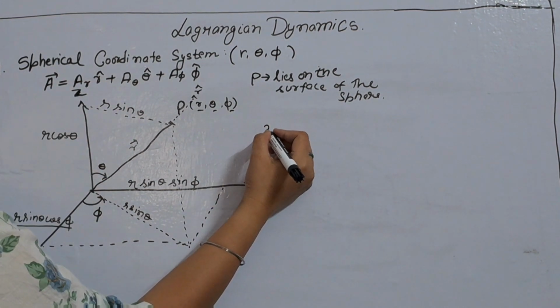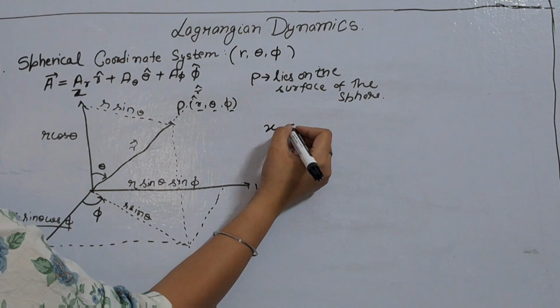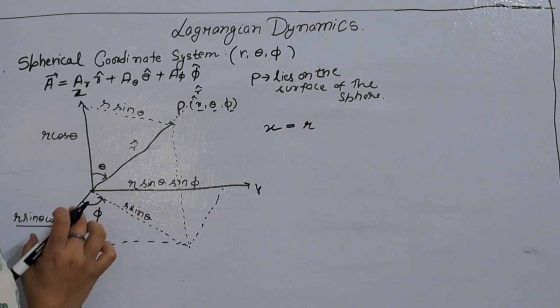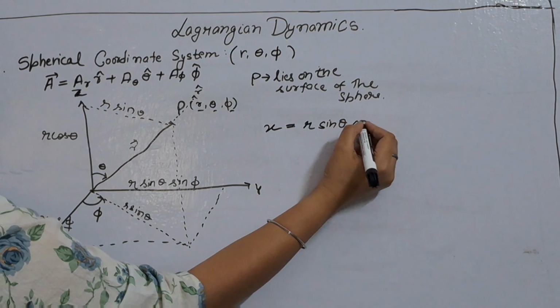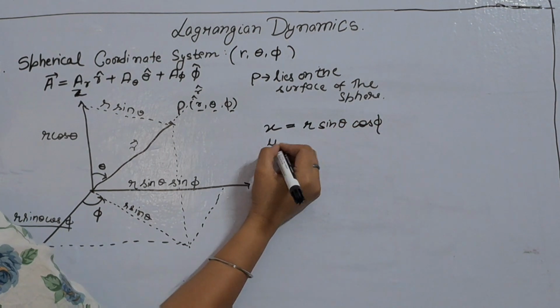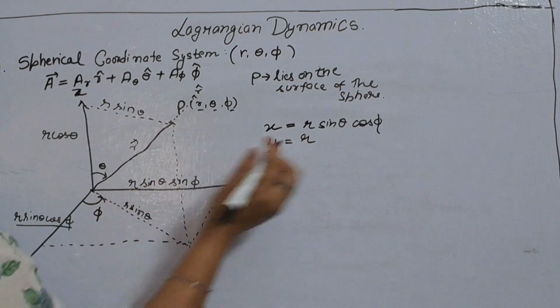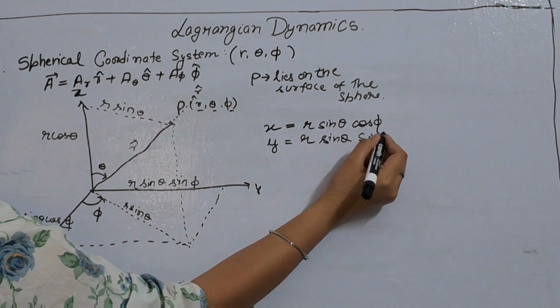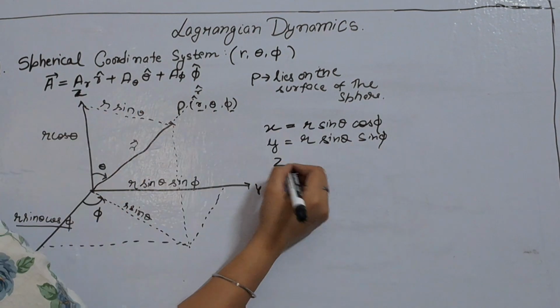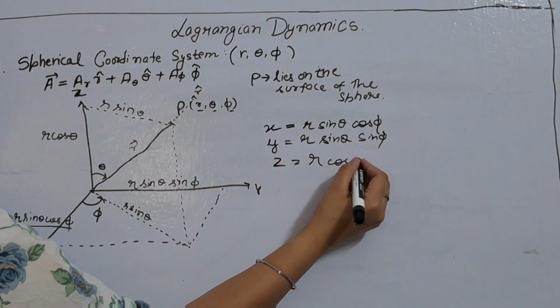Now, x equals r sine theta cos phi, y equals r sine theta sine phi, and z equals r cos theta.